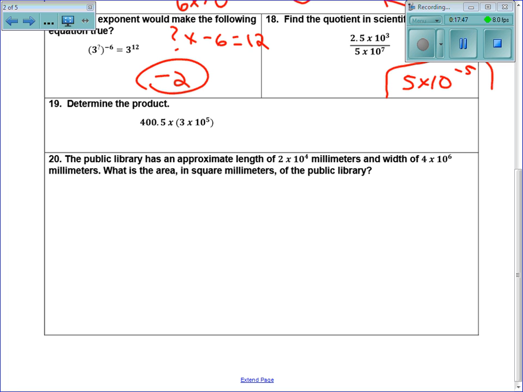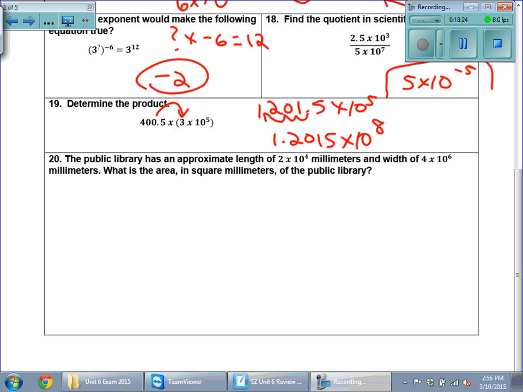Number 19. Determine the product. Again, 400.5. There's no times 10 attached to it. So we just do 400.5 times 3. And that gives me 1201.5. The exponent stays the same, so times 10 to the 5th. But that's not in scientific notation. Move the decimal 3 spots to the left. 1.2015 times 10 to the 8th. Since I moved the decimal 3 times to the left, the exponent goes 3 up.